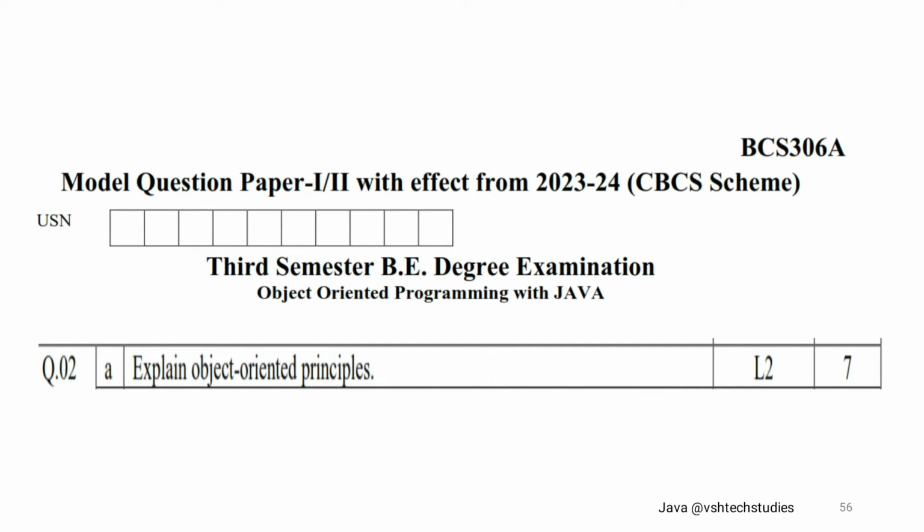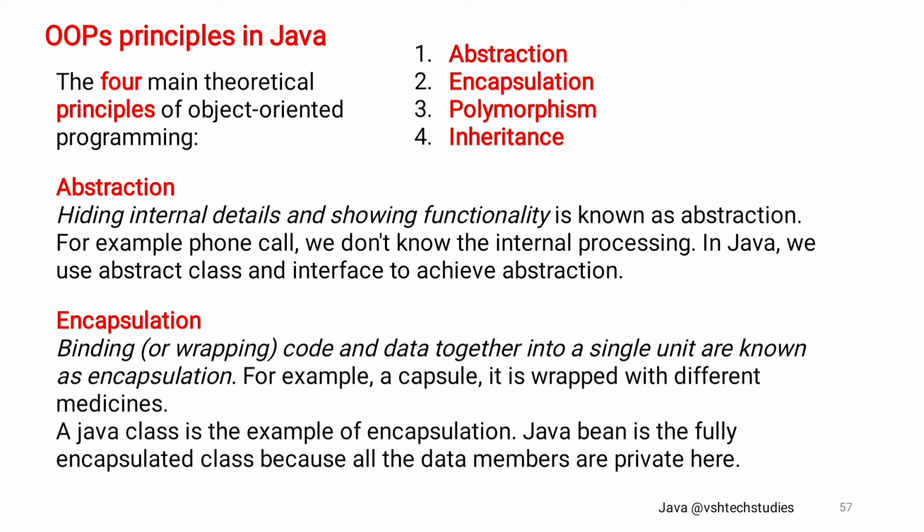Today we shall discuss question number 2a of the model question paper of the subject Object Oriented Programming with Java, with the subject code BCS306A. The question is: explain object oriented principles. It carries 7 marks. Object oriented programming principles in Java are 4 in number. The first one is abstraction, second encapsulation, third polymorphism, and fourth inheritance.